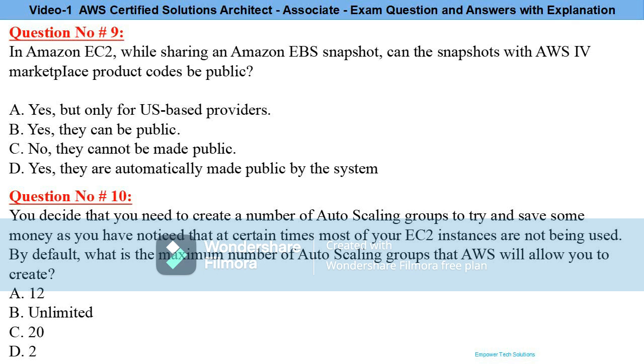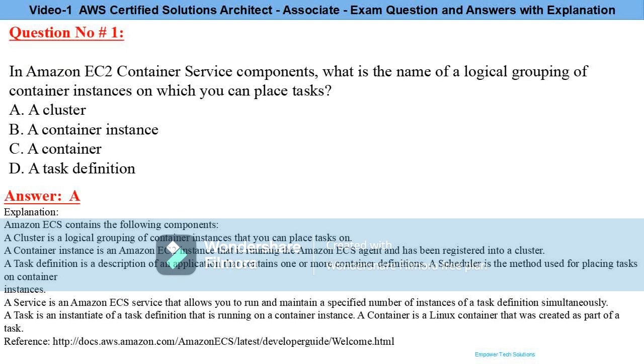Question 10. You decide that you need to create a number of Auto Scaling groups to try to save time and money. You have noticed that at certain times most of your EC2 instances are not being used. By default, what is the maximum number of Auto Scaling groups AWS will allow you to create? 12, unlimited, 20, or 2. There is some logic here, but you have to check for that one. So let's move to the answers.